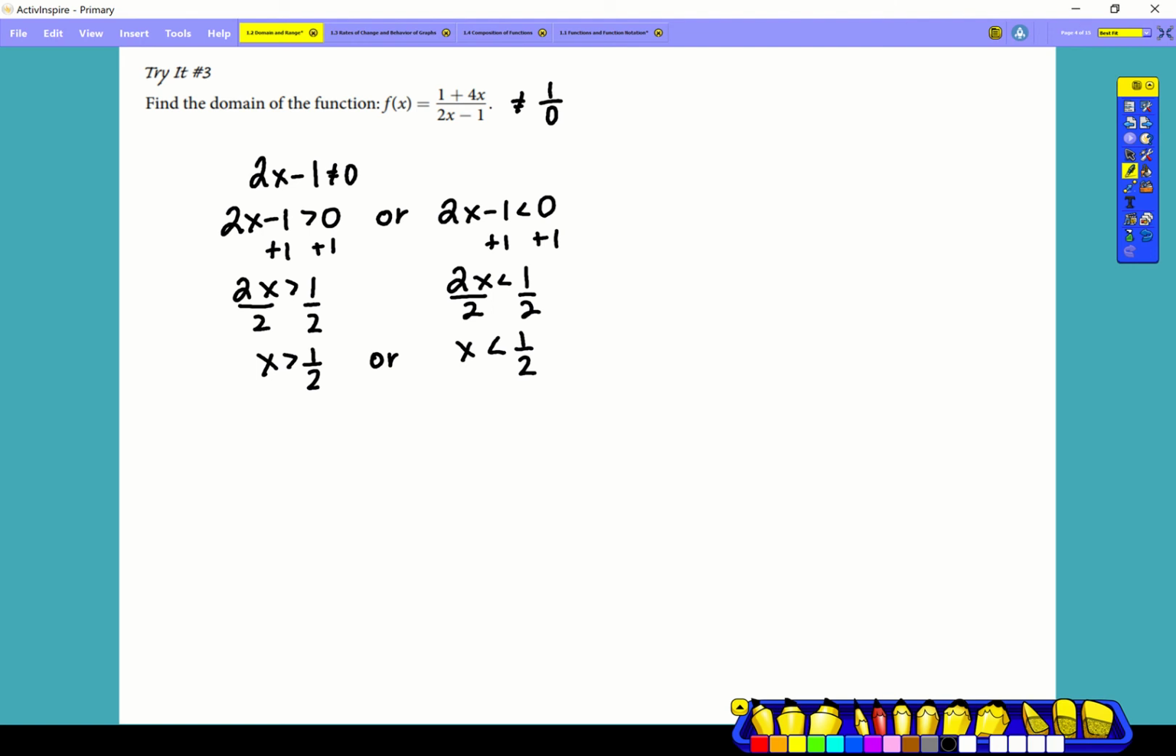Since my top number is allowed to be 0, it's allowed to be whatever it wants. My only restriction on my domain is the bottom number. So that means it's going to go from negative infinity to half, unioned with half to infinity. And it does not include that half.